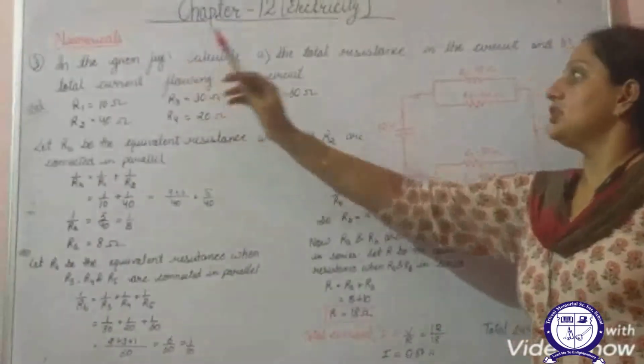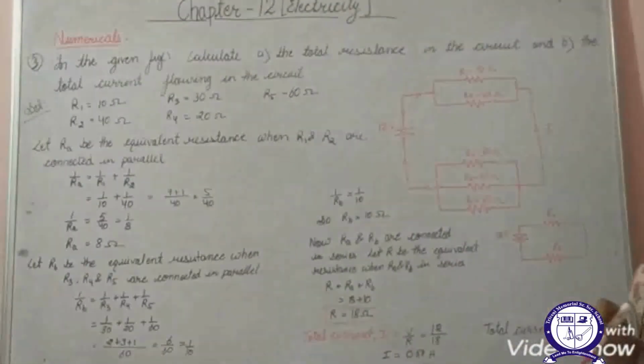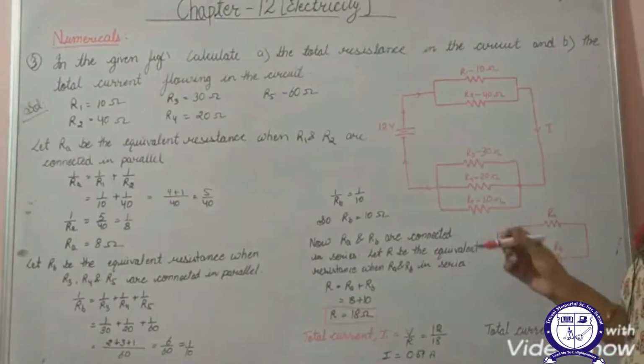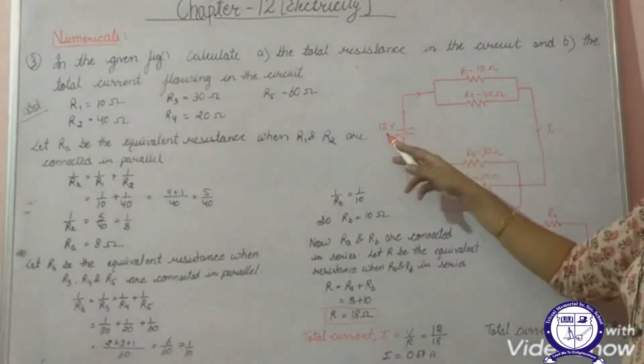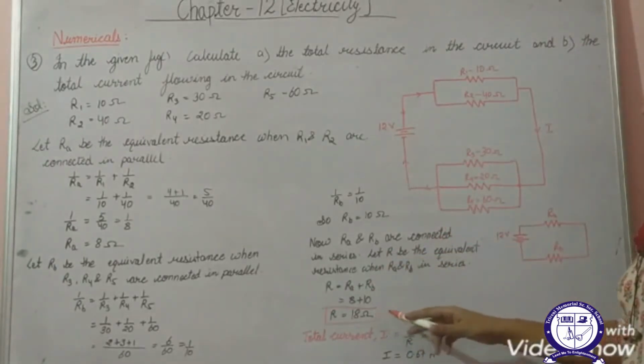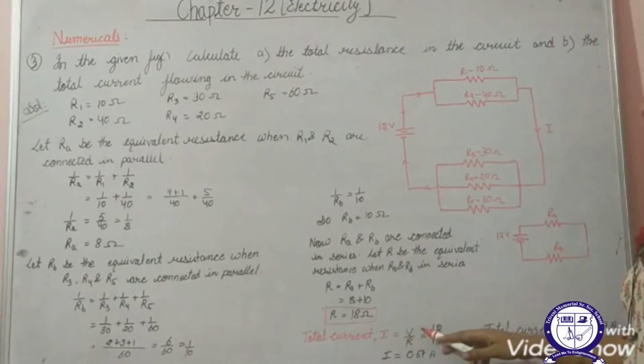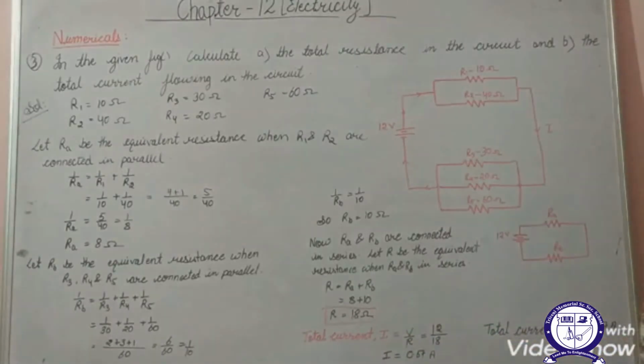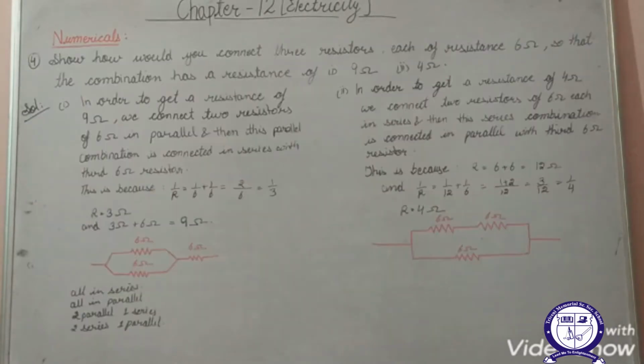Second part, we have to calculate the total current. For calculating total current, that is I, we require the value of total voltage, which is 12 volt, and the total resistance, that is 18 ohm. So by substituting all those values, V is 12, R is 18, we'll get the answer to be 0.67 amperes. So we can say that the total current flowing in the circuit will be 0.67 amperes.